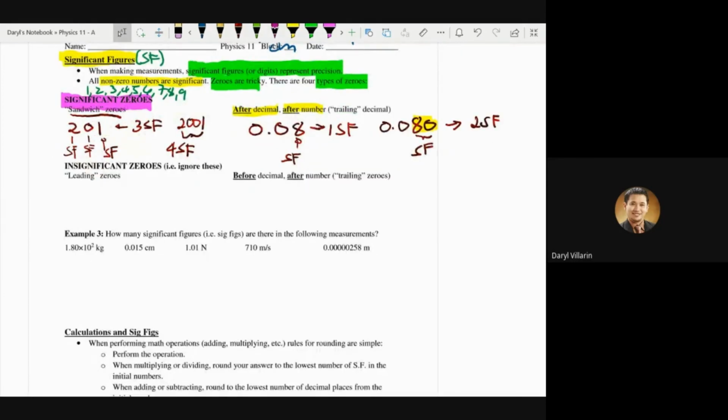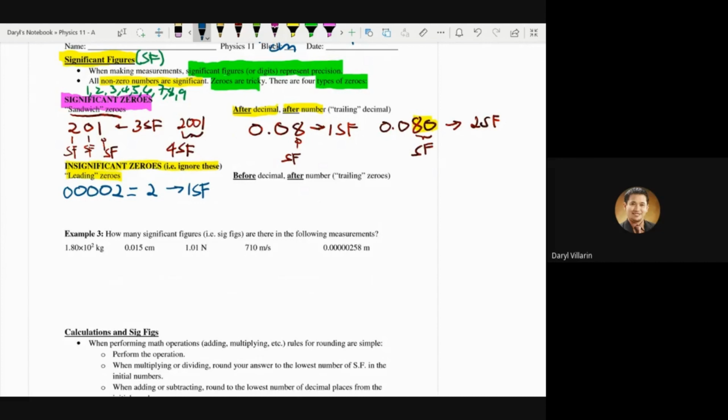The other type is the insignificant zeros. These are the leading zeros. Let's say, for example, you have 0.00002. Essentially, the zeros in front don't count, so this is just equivalent to 2. So this is just one significant figure.